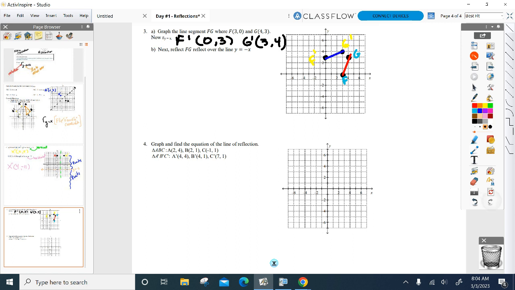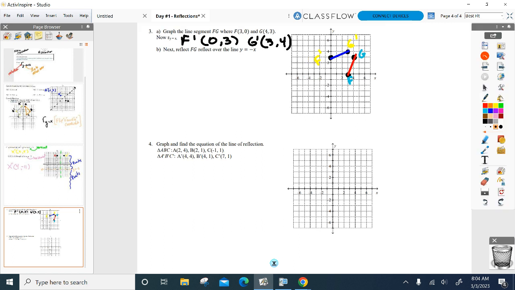And I'll just put it up here real quick. Remember the line, this is the line y equals x. Looks like we flipped it right over there, right? All right, one last new line. Now go back to the original FG and reflect it over y equals negative x.